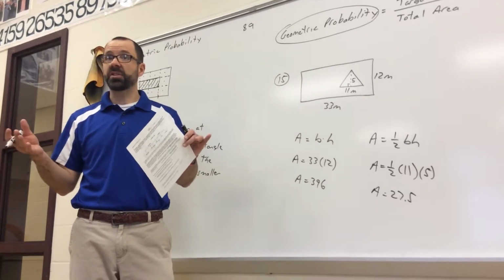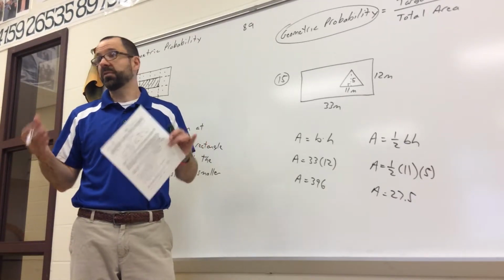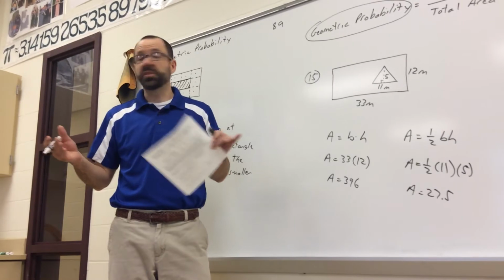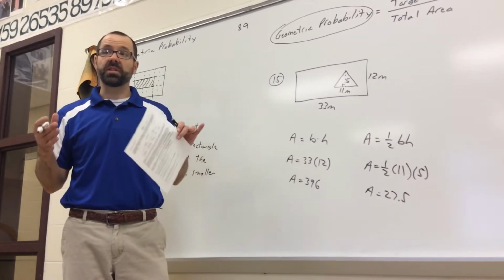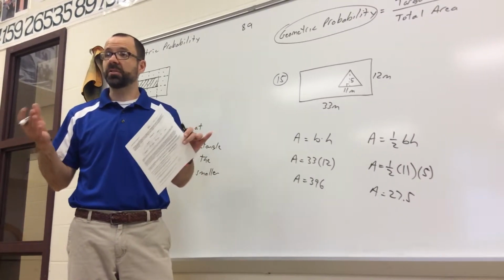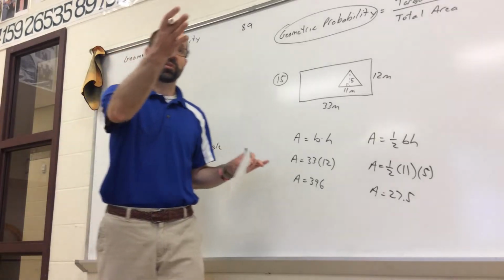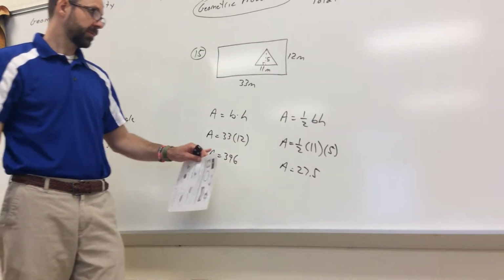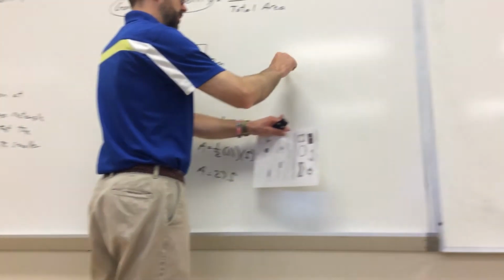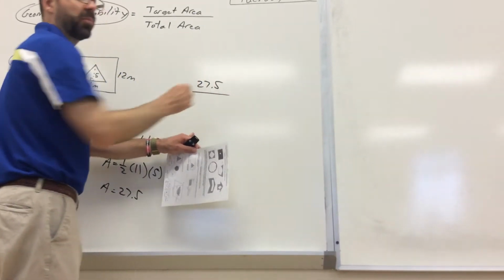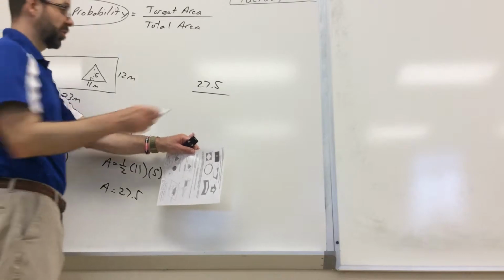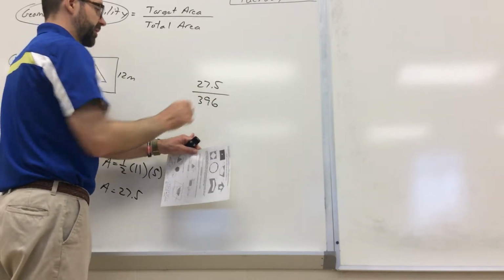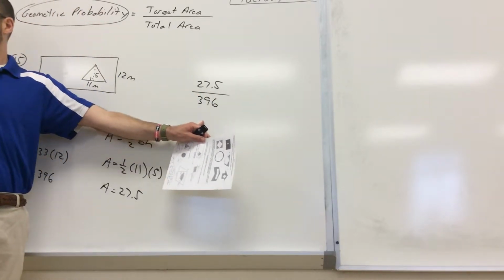Now the question is saying, what are the chances that if you choose a point at random inside the rectangle, the point would happen to be inside the triangle? So what can we do to figure that out? Good. So the target area is 27.5. The total possible area is 396. So you just make a fraction out of that.